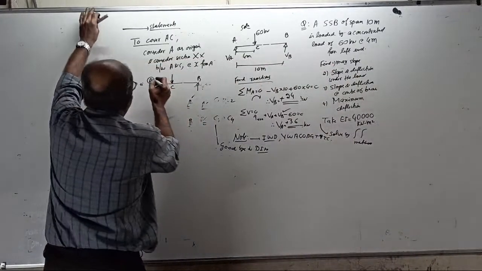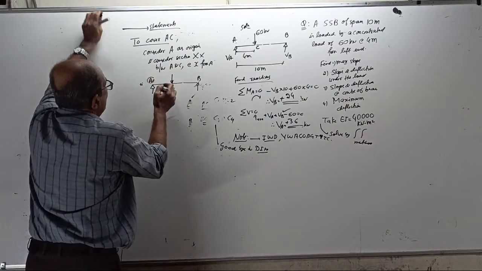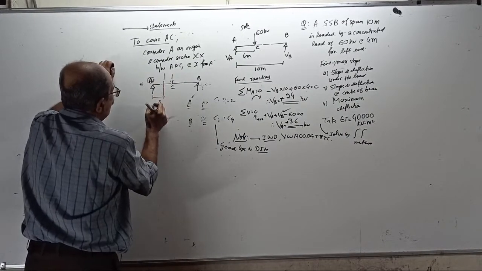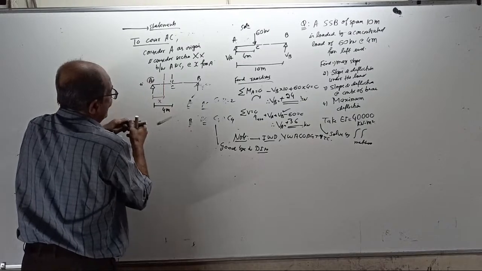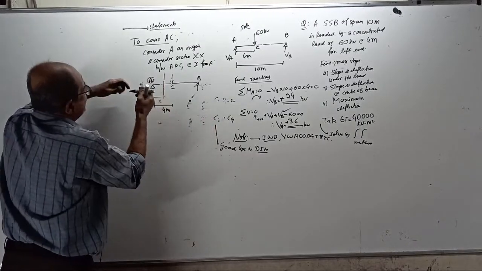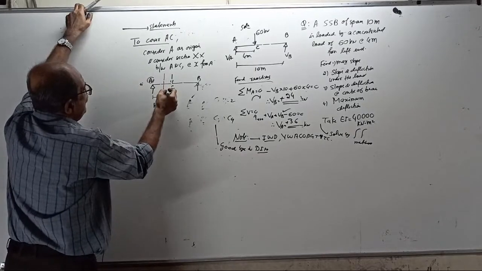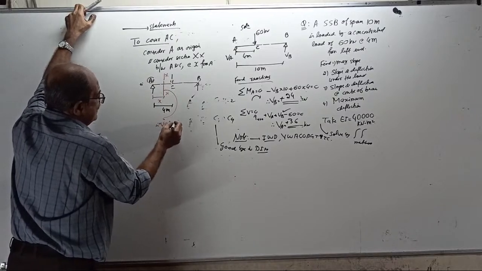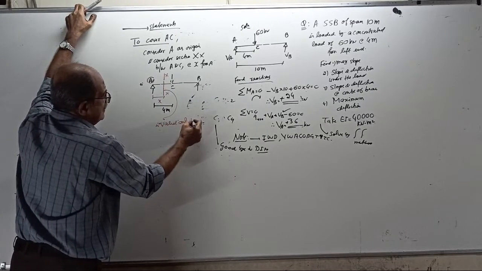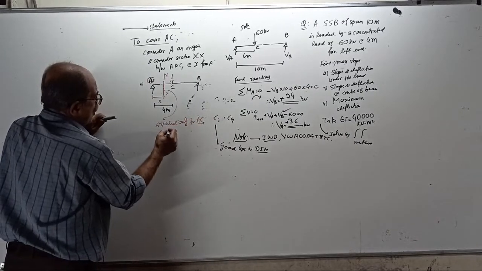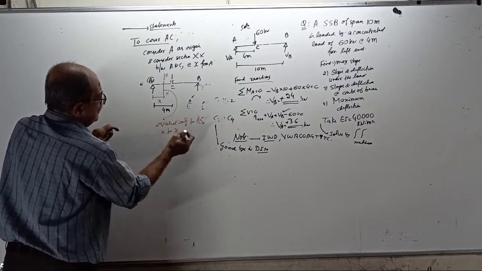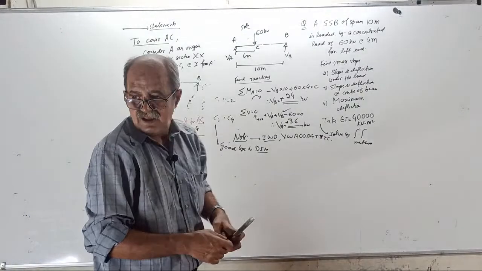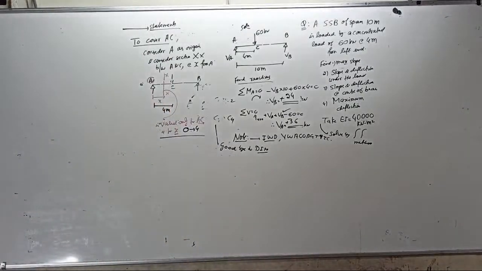Okay, see. I will take A as origin and take a section here, X from here. This is 4 meters. This section XX is valid only for AC, that is for X varying from 0 to 4 meters. Use another color. Okay, 0 to 4.